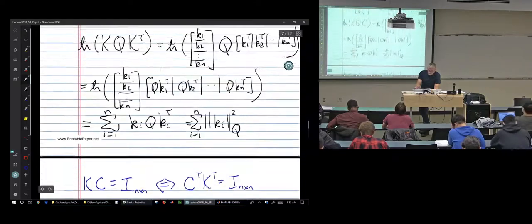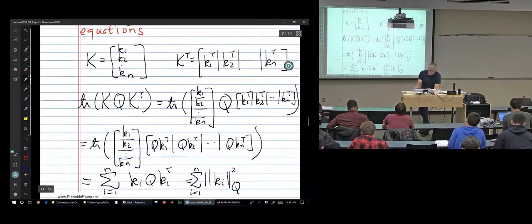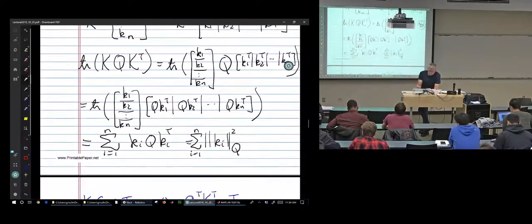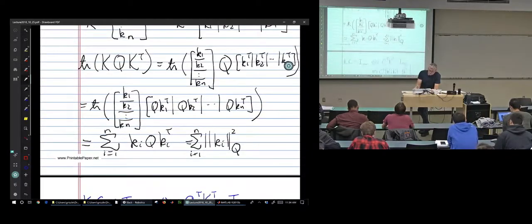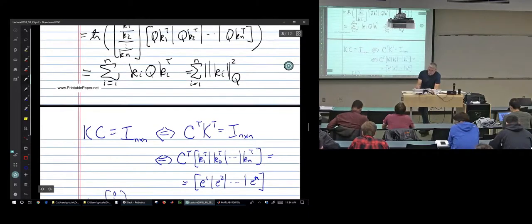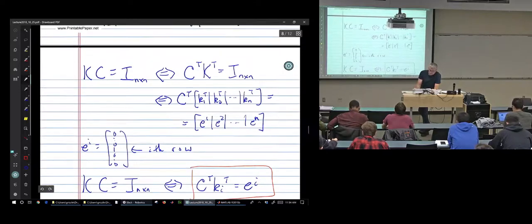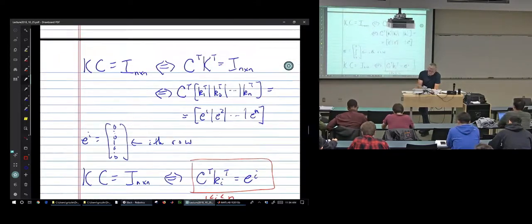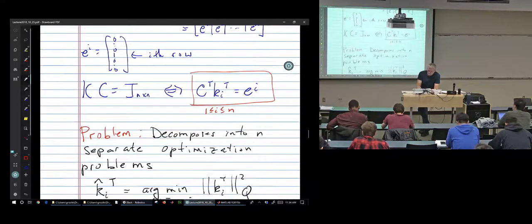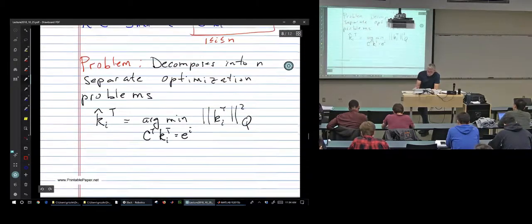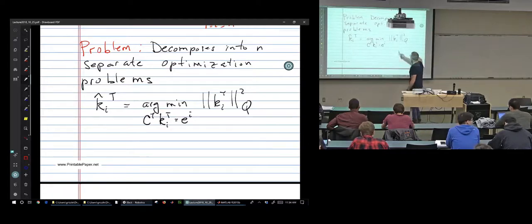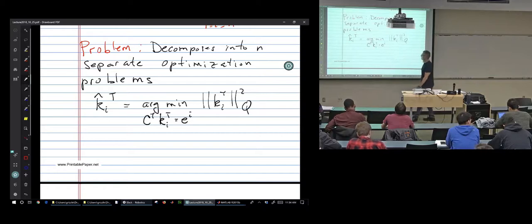So the thing we're trying to minimize is the variance of x hat, and that's the trace of K Q K transpose, and that's the sum of the K i squareds. The unbiased condition, KC equals identity, is the same thing as C transpose K i transpose equals e i. So we're going to individually minimize each of the rows of our gain matrix subject to this linear constraint. And so this is an underdetermined least squares problem.